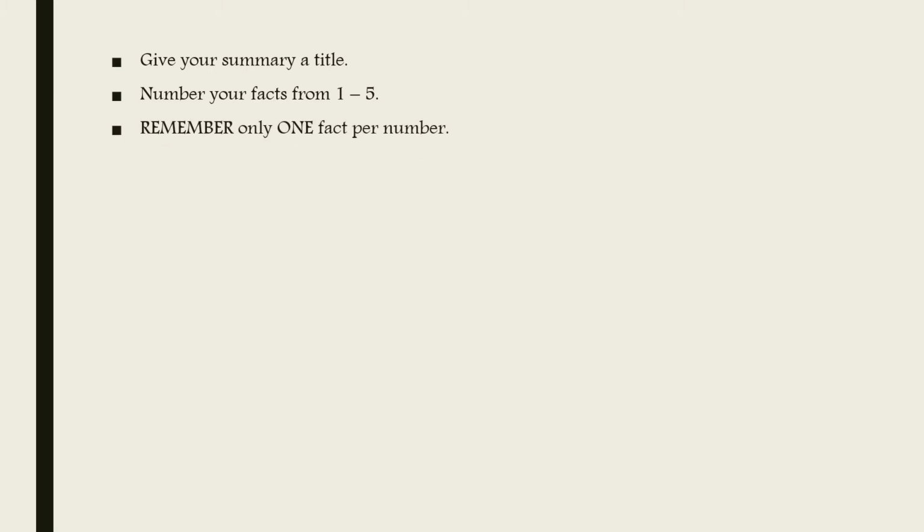Then, importantly, remember, you are only allowed to have 1 fact per number, meaning you are only allowed to have 1 sentence per number. As soon as you have 2 sentences per number, only the first sentence will be marked, which might not necessarily mean that that sentence contained the fact. Leave a line open after each fact. This just makes the marking of your summary easier.